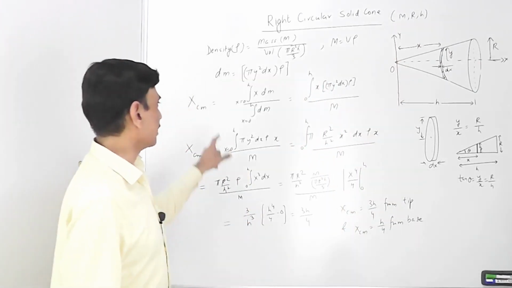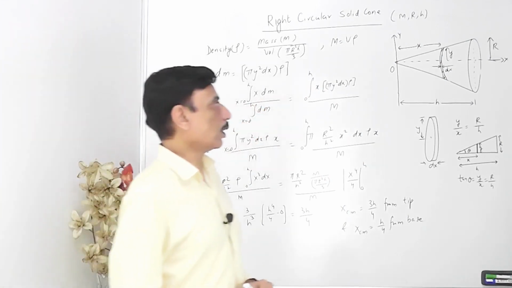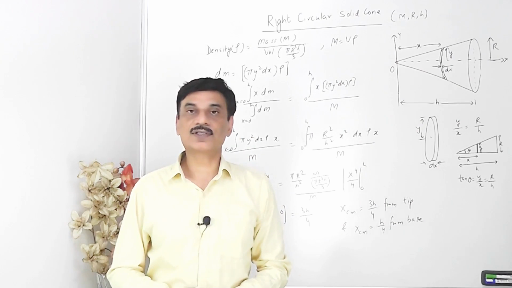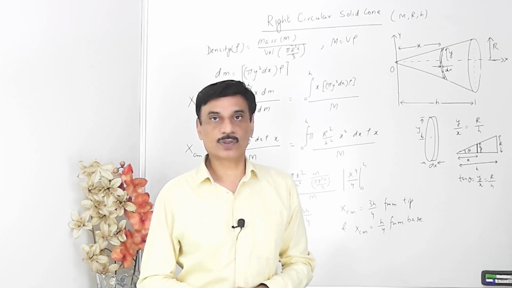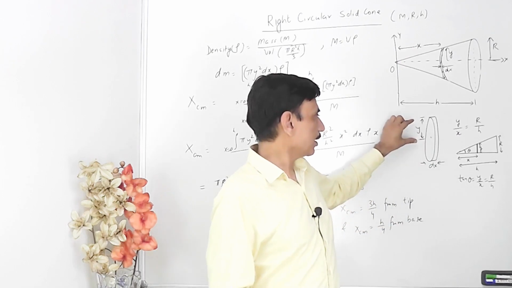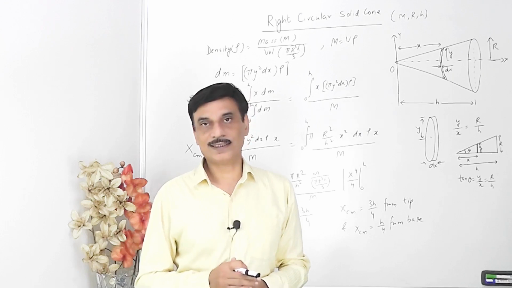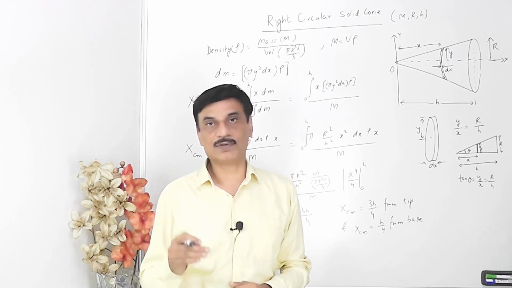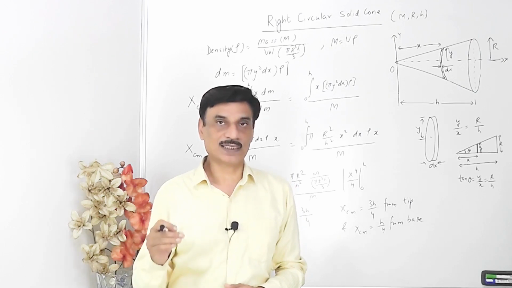We know xcm is integral x dm over integral dm. So what we do over here is, at a distance x, we cut a small section of thickness dx. This section, when it is taken out, is obviously a disk of radius y, like a cylinder which has a radius y and thickness dx. So this disk has a differential element of mass dm and also a differential element of volume dv.